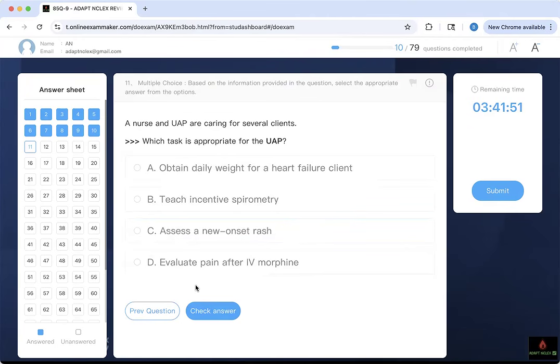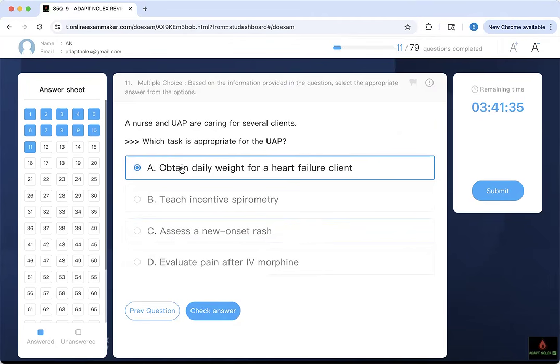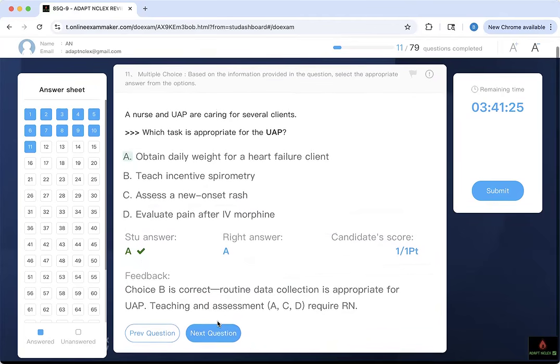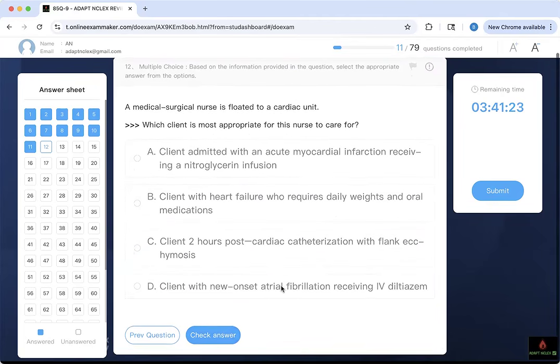I don't want to make the question difficult. When it comes to delegation, don't make it difficult. There's no way they can trap you. It's straightforward. Use the concept. I just said ADLs and what? Anything that does not require thinking. Obtaining weight does not require thinking. Teaching requires some form of thinking. Assessment requires some form of thinking. Evaluation requires some form of thinking. So that's the only thing appropriate for the UAP.